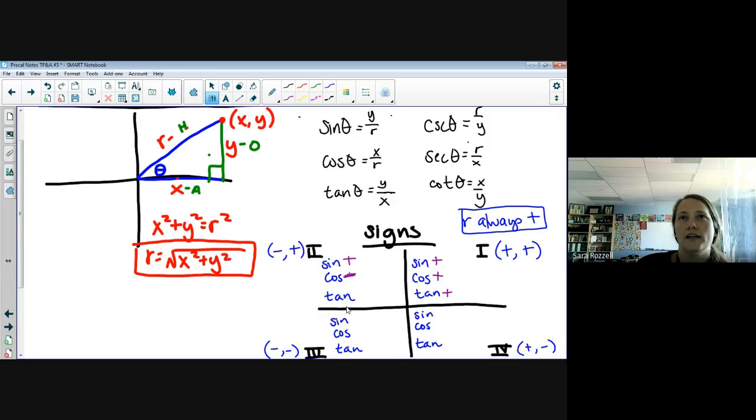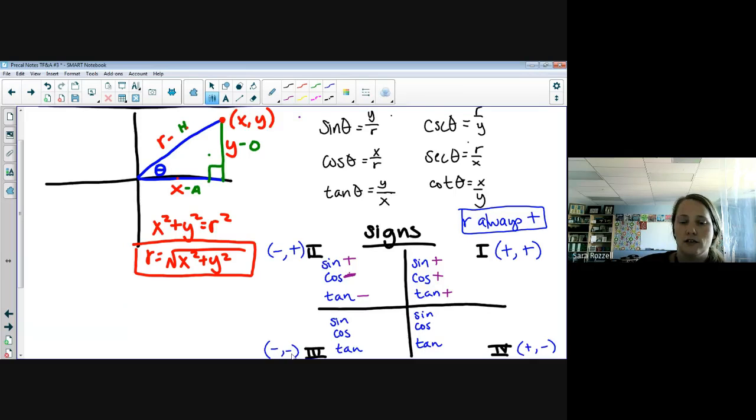How can you show me with your hands? Mouth it. I don't care. Positive over negative is a negative. Good. Okay. So I want you to follow that same process and fill out the remaining coordinate plane of the sine, cosine, tangent.